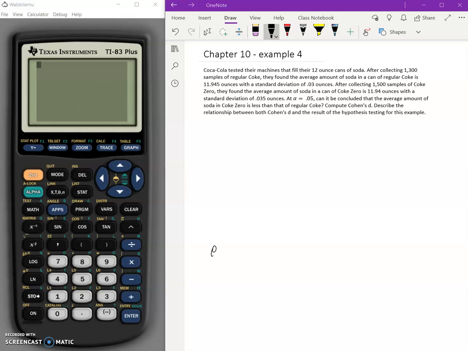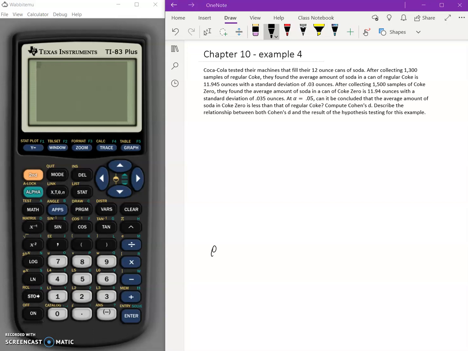After collecting 1,500 samples of Coke Zero, they found the average amount of soda in a can of Coke Zero is 11.94 ounces with a standard deviation of 0.035 ounces. At alpha equals 0.05, can it be concluded the average amount of soda in a Coke Zero is less than that of regular Coke? Compute Cohen's d, describe the relationship between both Cohen's d and the result of the hypothesis testing for this example.